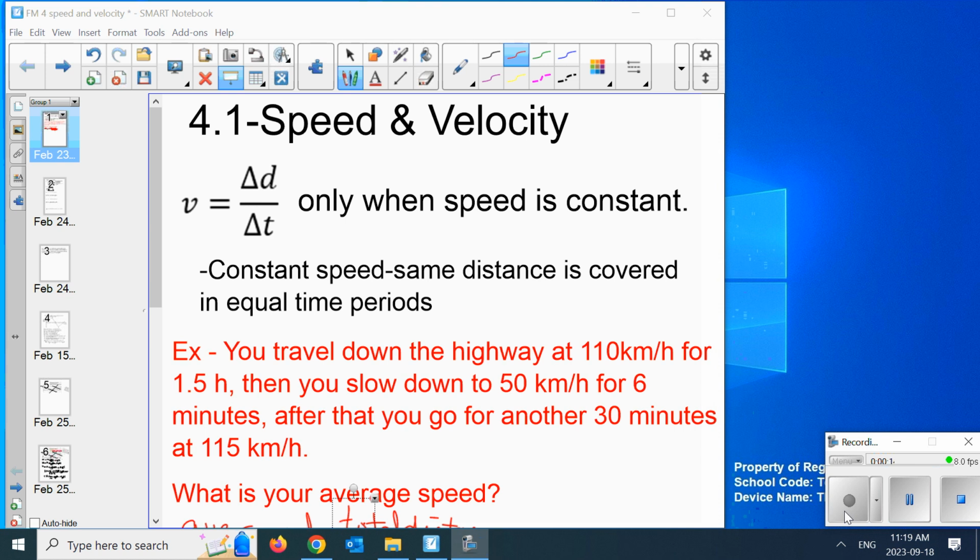4.1, speed and velocity lesson here. I was mentioning speed, no direction, it's a scalar. Velocity is like 100 kilometers per hour going north. This formula here, v equals d over t, only works if your speed is constant.